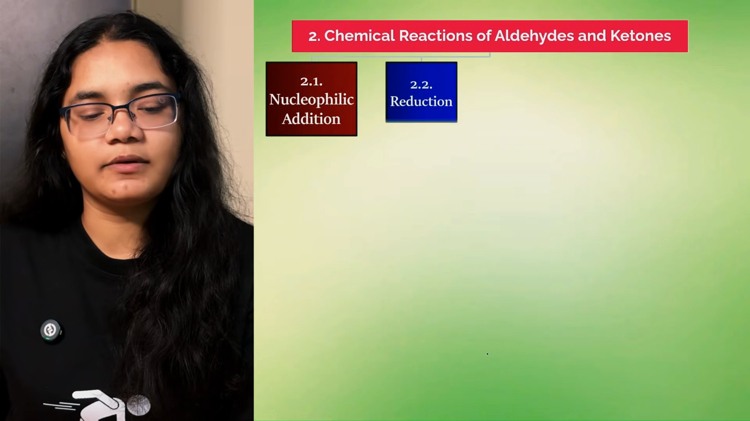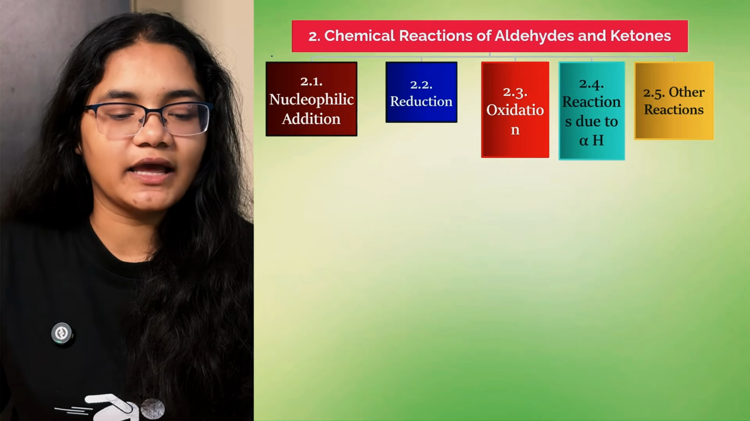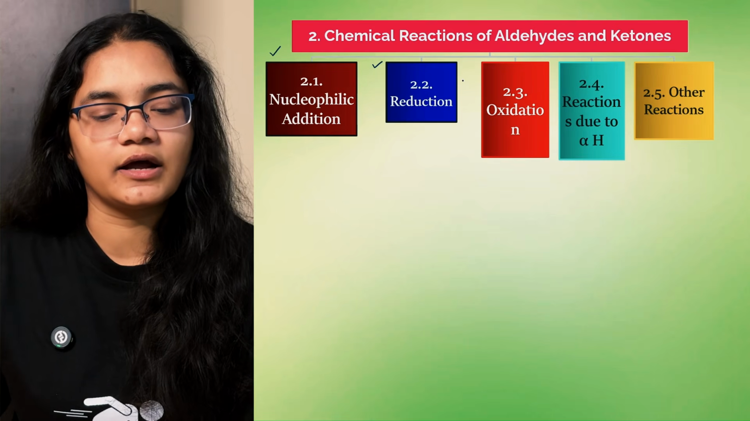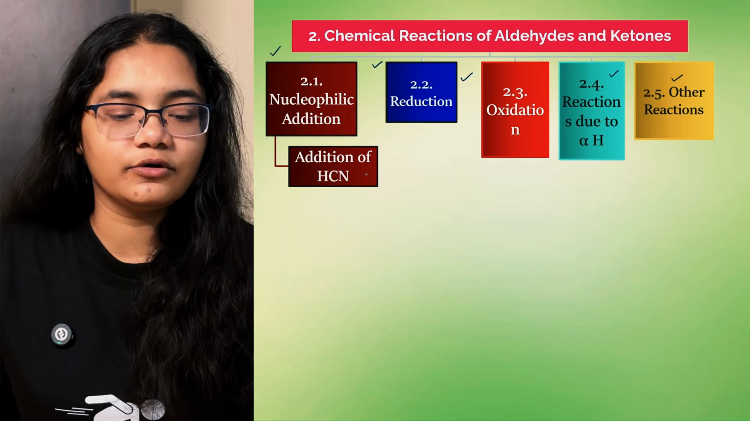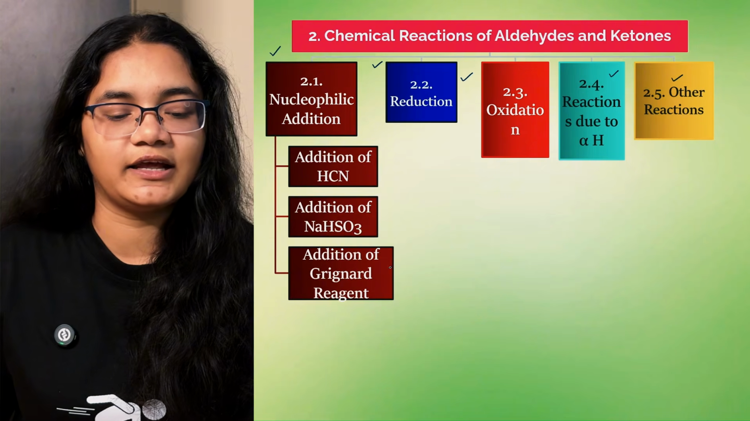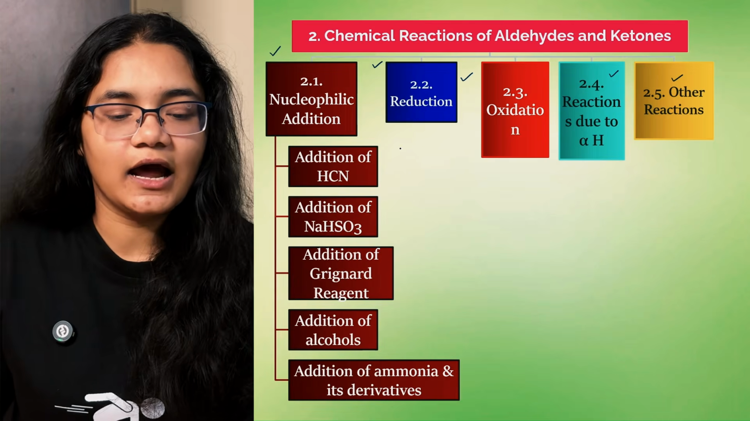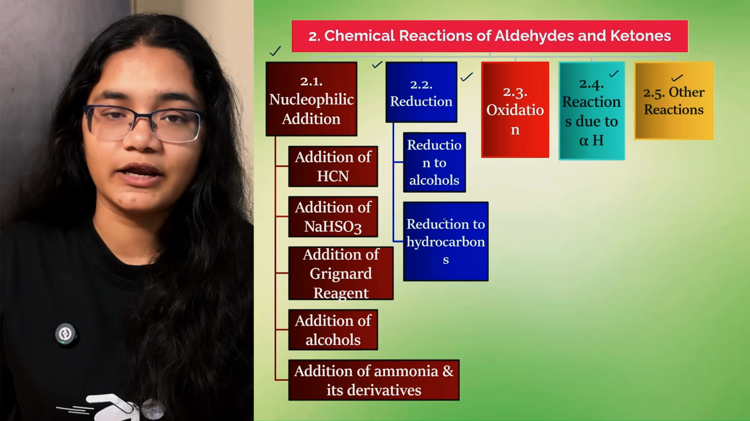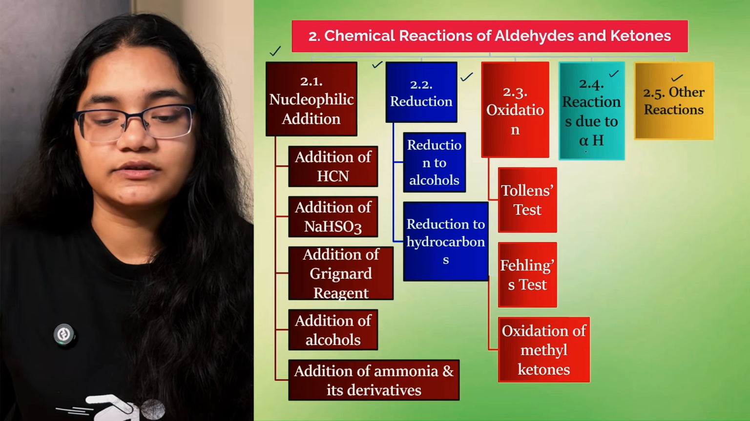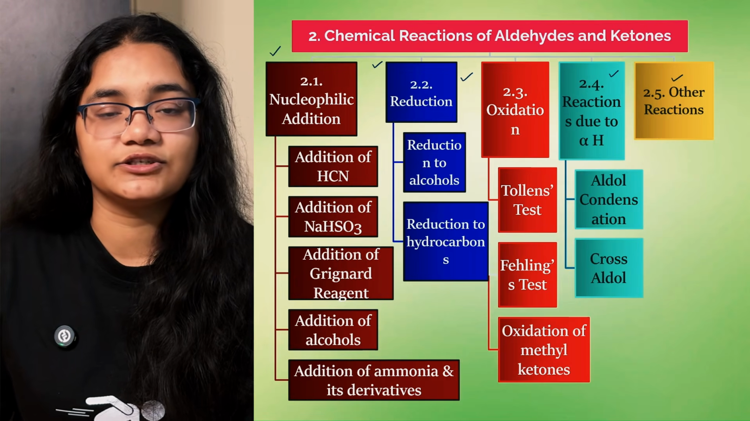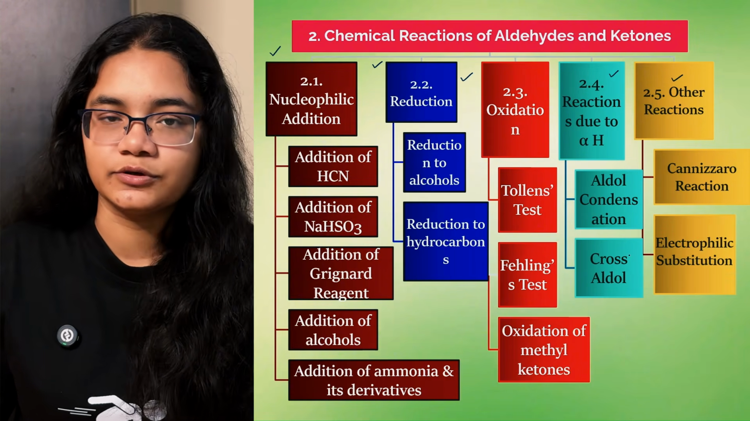Next, we'll see the chemical properties of aldehydes, ketones, and carboxylic acids. This is, I can say, the bigger portion of the chapter. So first we have nucleophilic addition reactions. Then we'll talk about reduction reactions, oxidation reactions, reactions due to alpha hydrogen, and other reactions. Under nucleophilic reactions, we have addition of HCN, addition of NaHSO3, addition of Grignard reagent, addition of alcohols, and addition of ammonia and its derivatives. Under reduction, we have reduction to alcohols and reduction to hydrocarbons. Under oxidation, we have Tollens' reagent and Fehling's reagent, and then oxidation of methyl ketones. Under reactions due to alpha hydrogen, we have aldol condensation and cross aldol condensation. Then in other reactions, we have Cannizzaro reaction and electrophilic substitution reaction.